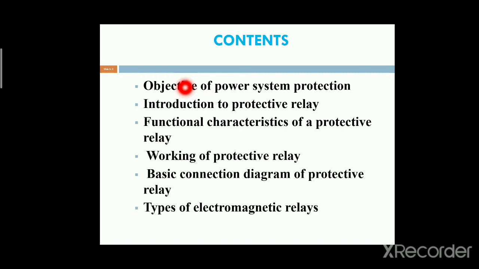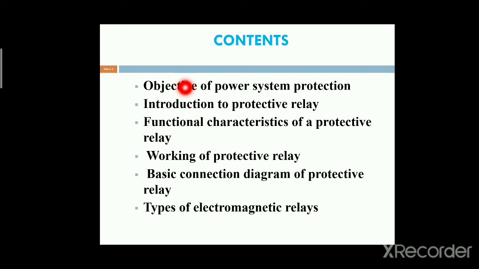The relays employed for the protection of generators and transmission lines include overcurrent relays, undervoltage relays, underfrequency relays, directional relays and so on. These are the different types of relays that are used for protection.